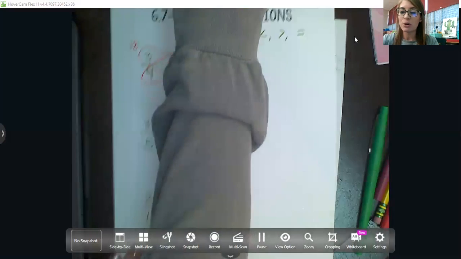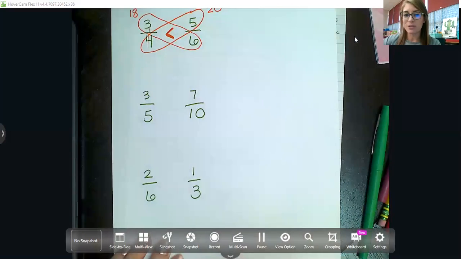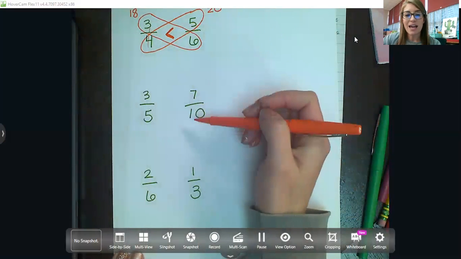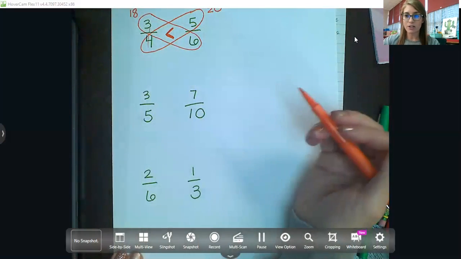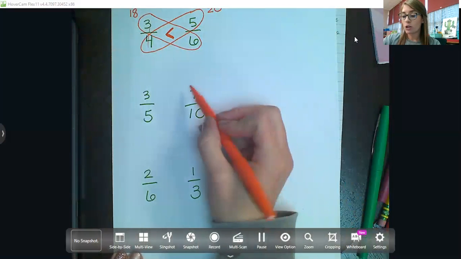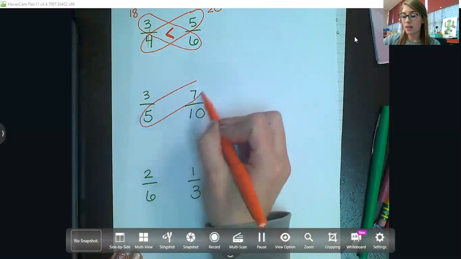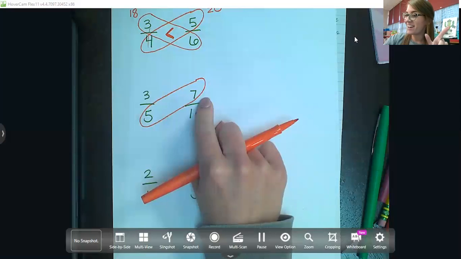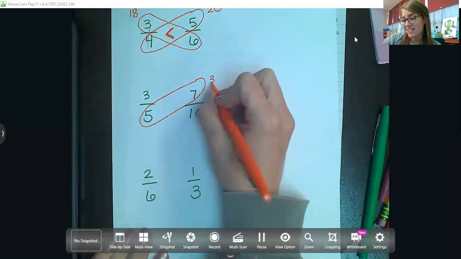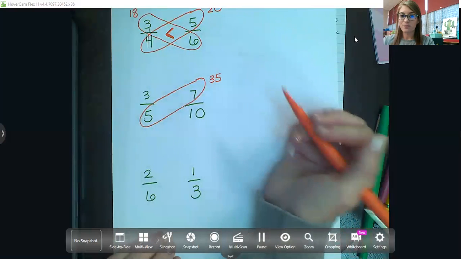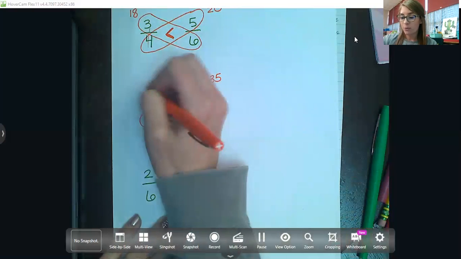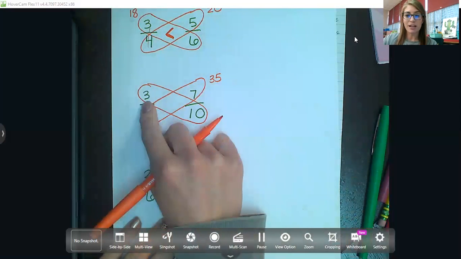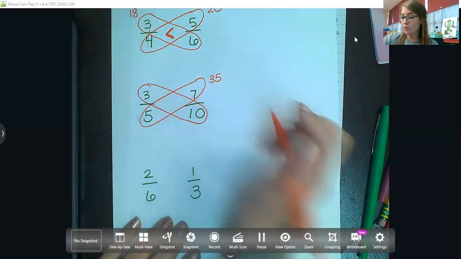All right, if you don't have a paper and pencil, go get one so that you can do these with me. Okay, 3/5 compared to 7/10. What do we do first? Very good. We're going to cross multiply using our butterfly method like this. 5 times 7 is, very good, 35 is correct. Okay, and then what do we do? Very good. We're going to cross multiply going the other way. 10 times 3 is 30.